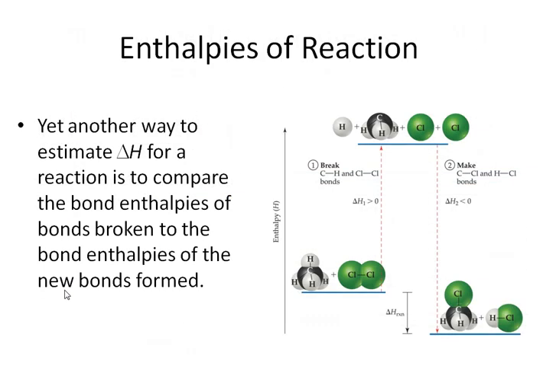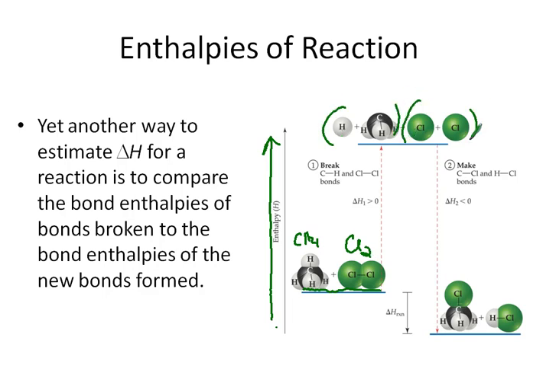All right, enthalpies of reaction. Yet another way to estimate the delta H for reactions is to compare the bond enthalpies of the bonds broken to the bonds formed. So again, I've got another diagram here, enthalpy going this way, energy, okay? And here we've got CH4, and we've got chlorine, all right? And up here, we're breaking off a hydrogen, and we're separating some chlorine. So how much energy does that take, and how much energy does it take here?